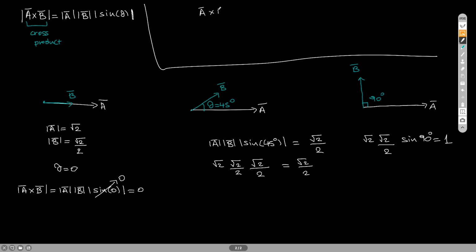The cross product will be 0 when the angle theta between the two vectors is 0 or 180. Okay, this is the minimum number for the magnitude. So the vector itself will be 0, but the magnitude will be the number 0. So it will be 0 when the angle theta is 0 or 180 degrees. Keep this in mind. We will use it in some problems in magnetism.